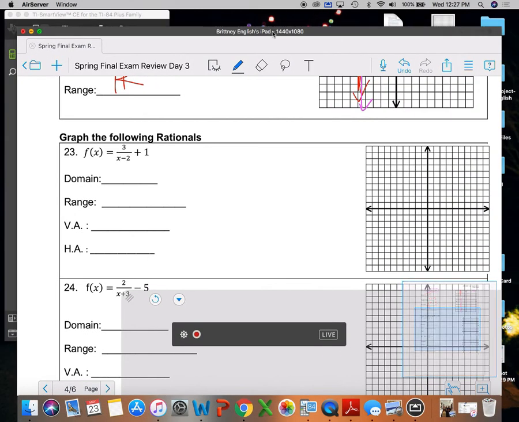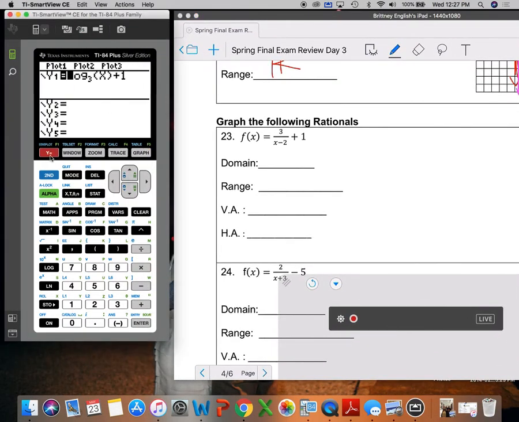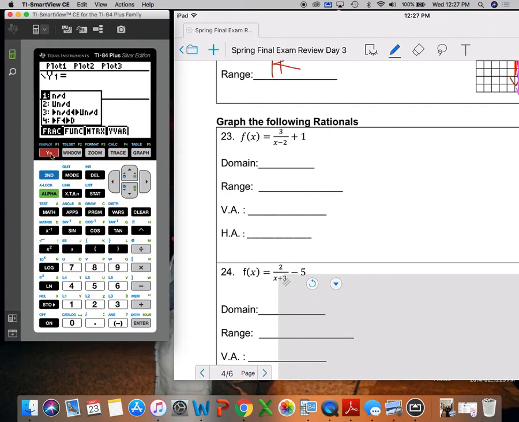You can do the same thing on problem 23 with the graphing and y equals. We want to put in a fraction and we type exactly what we see. So we have 3 on the top, x minus 2 on the bottom, and then a +1 on the outside. We graph it and we can see kind of what's going on here.